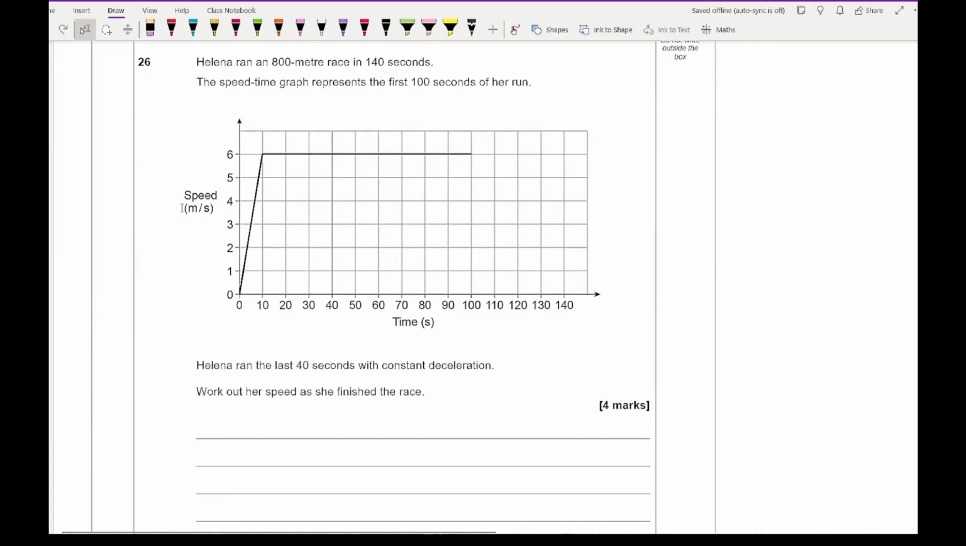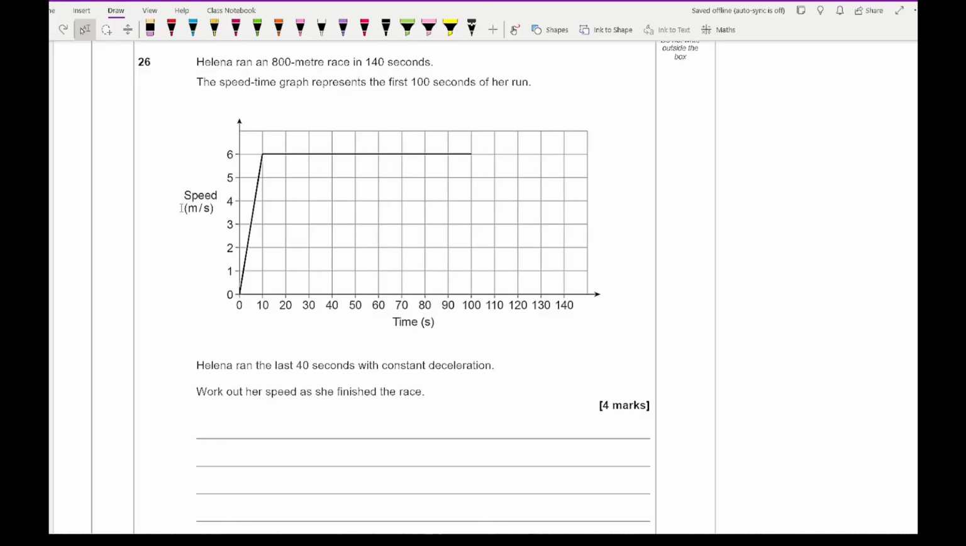Now question 26, it says Helena runs a 800-meter race in 140 seconds. The speed-time graph represents the first 100 seconds of her run. Helena ran the last 40 seconds at a constant deceleration. Work out her speed as she finishes the race.